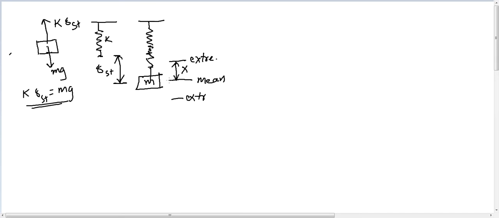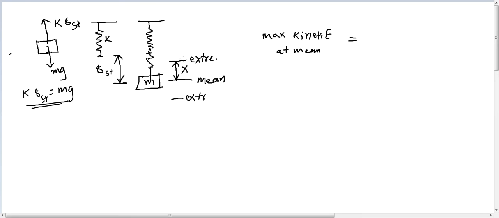Okay, at the mean location we will have the maximum velocity. That means we will have the maximum kinetic energy at the mean location. That must be equal to the kinetic energy at the extreme location, where we will have zero kinetic energy, because at the extreme location the velocity is 0, and in half mv square the velocity is 0.